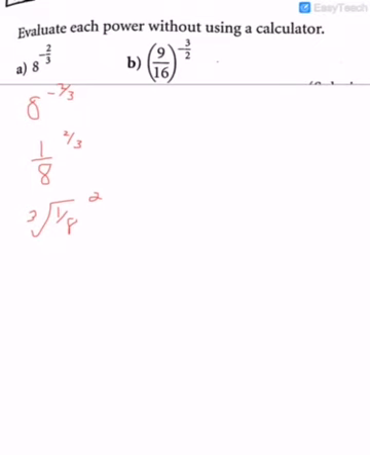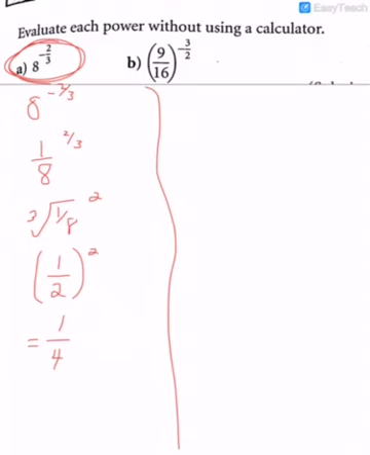So again, the cube root of 1 is just 1. The cube root of 8 is 2. So the cube root of 1/8 is actually 1/2, but I'm still going to have to square it. And again, I square the top and the bottom separately. 1 squared is 1, 2 squared is 4. So the answer to this whole big question is just 1 over 4.